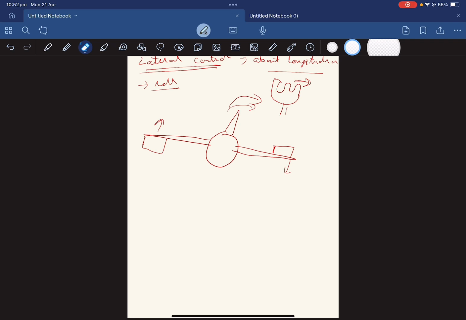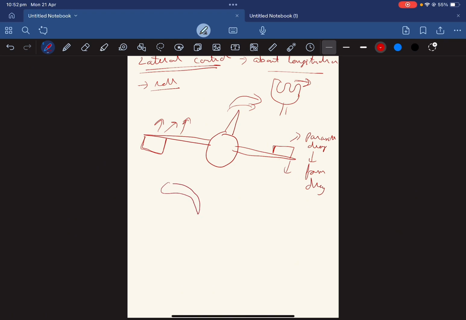So if you see this thing that's going up, this is going to create parasite drag. Are you with me? And to be more exact, this will create form drag, if you remember. And on the other hand, why is this wing going up? Because this aileron has gone down and it's creating an aerofoil type of structure, and it's increasing lift. All right, so that's why this is going up.